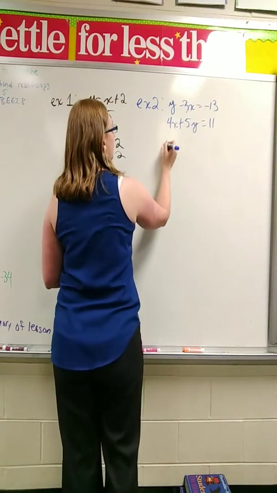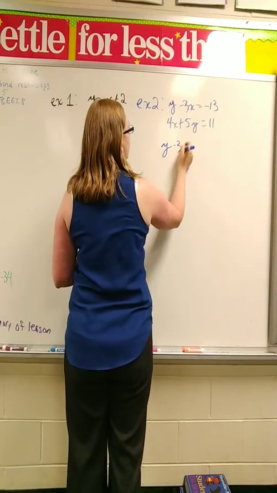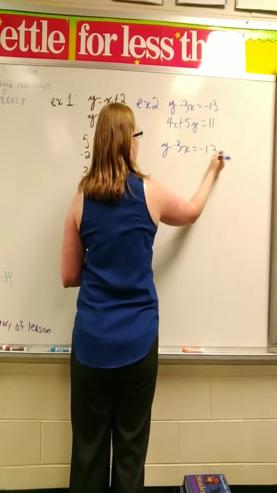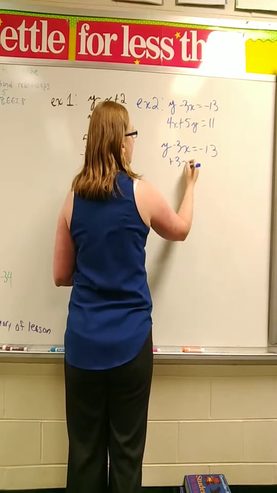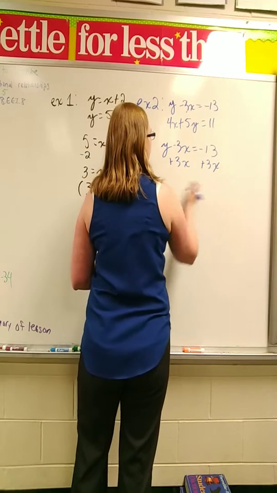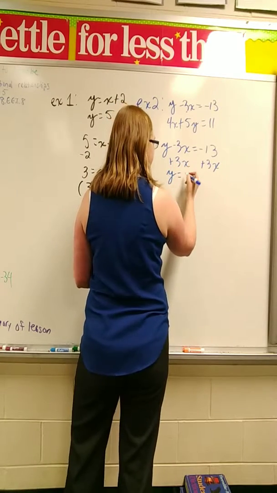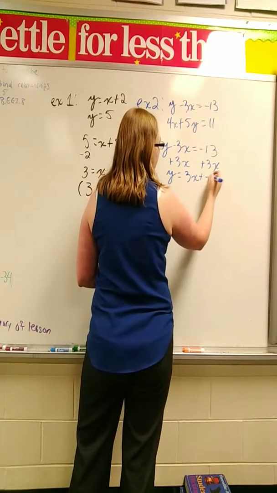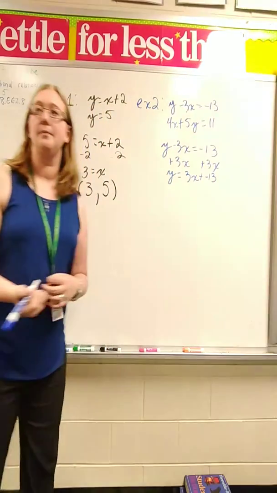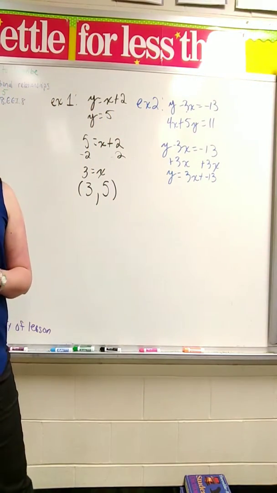So, I'm going to start with y minus 3x equals negative 13. I'm going to add 3x to both sides. So I have y equals 3x plus negative 13. Okay? We're good with that part.